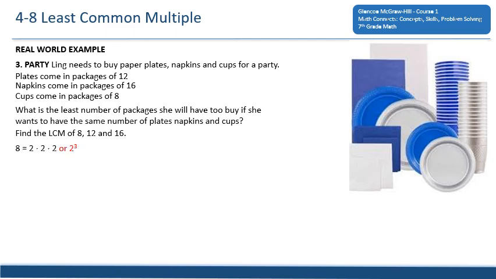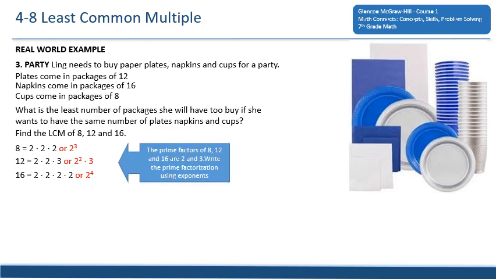8 equals 2 times 2 times 2, or 2 cubed. 12 equals 2 times 2 times 3, or 2 squared times 3. And 16 equals 2 times 2 times 2 times 2, or 2 to the 4th power. So we have 3 different values for 2 that we can take. Which one do you think we'll take? We're going to take 2 to the 4th power, because that's the highest power of 2. And then we're going to take that 3 as well. So we have 2 to the 4th power, which is 16, and then times 3, which is 48.